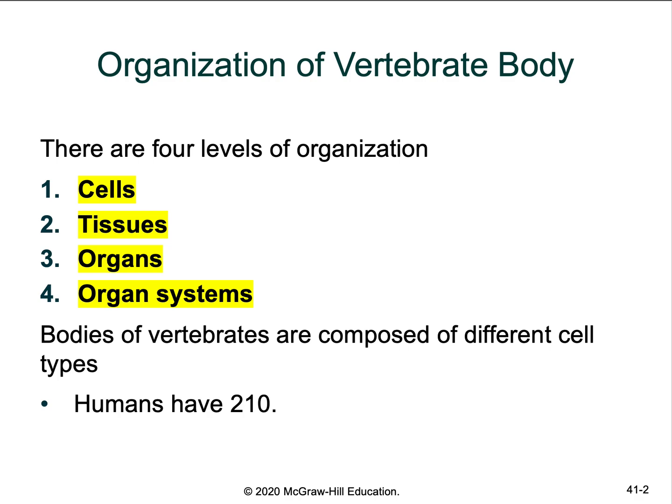Vertebrates, again, are animals that have a vertebrae, also known as a backbone. So these are traits that are specific to vertebrate bodies. The first one, which is the smallest level, is cells. Then you move to tissues. Then you go to organs and organ systems. They give you a fun fact that vertebrates have 210 different cells.